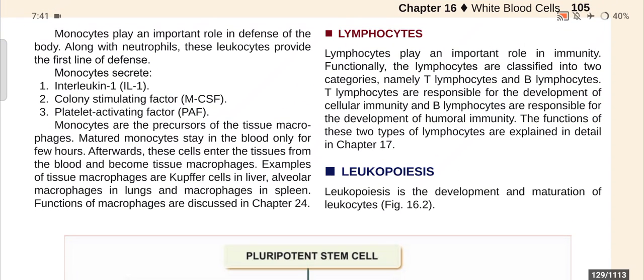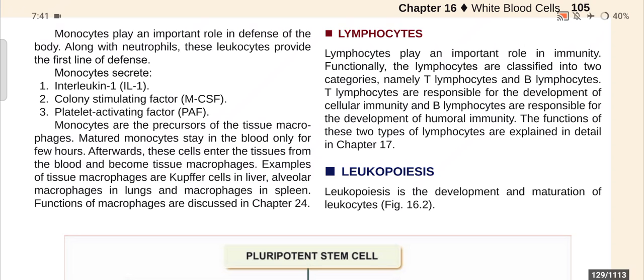And monocytes are the precursors of the tissue macrophages, and matured monocytes stay in the blood only for a few hours. Afterwards, these cells enter the tissue from the blood and become tissue macrophages. Examples of tissue macrophages are Kupffer cells in the liver, alveolar macrophages in the lungs, and macrophages in the spleen.